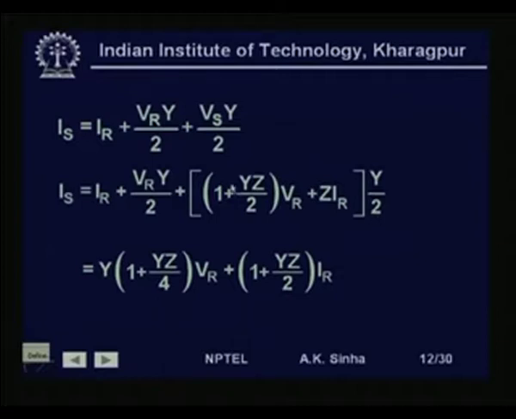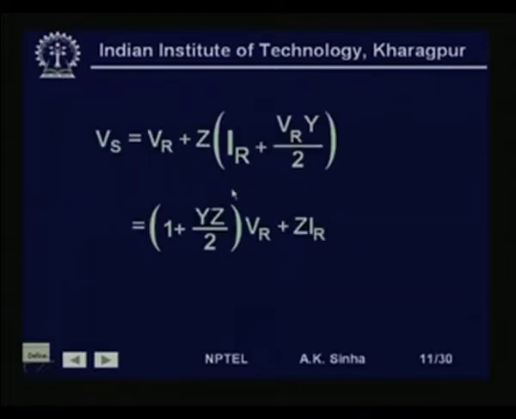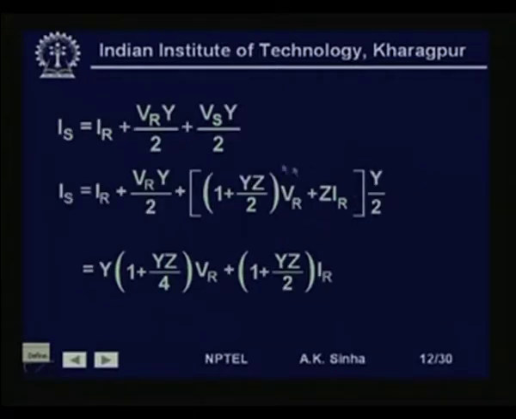Vs. We are writing the relationship for Vs from the previous equation. Here Vs is equal to (1 plus YZ by 2) into Vr plus Z IR. So, substituting this value for Vs, we are putting it here. So, Vs into Y by 2 we write here. So, this is (1 plus YZ by 2) Vr plus Z IR for Vs into Y by 2. Now, again rearranging it, we will get this as Y into (1 plus YZ by 4) into Vr plus (1 plus YZ by 2) into IR. This is the relationship for the current Is in terms of Vr and IR.